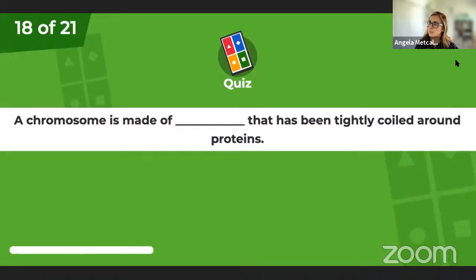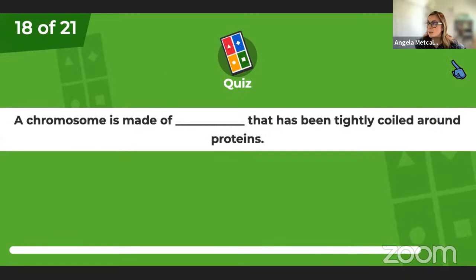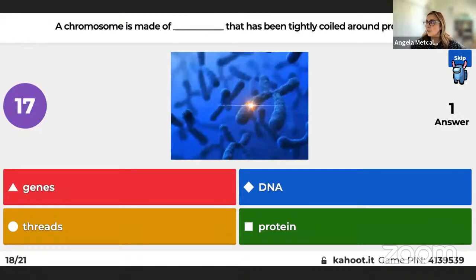It's got the same group up there. A chromosome is made of blank that has been tightly coiled around proteins.